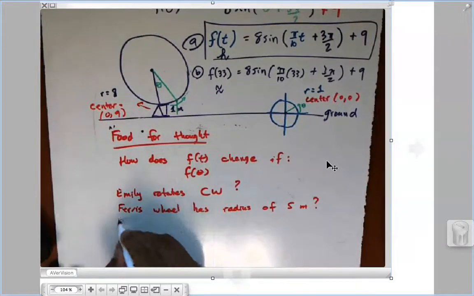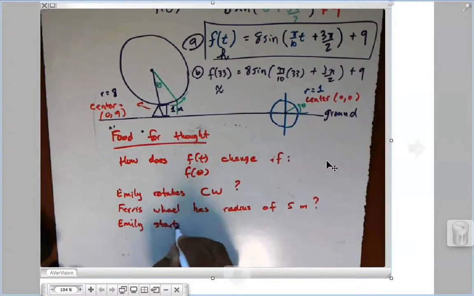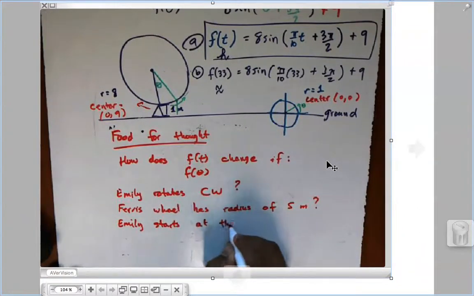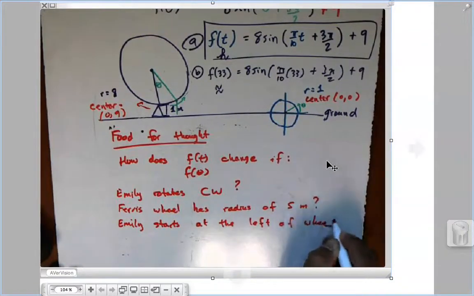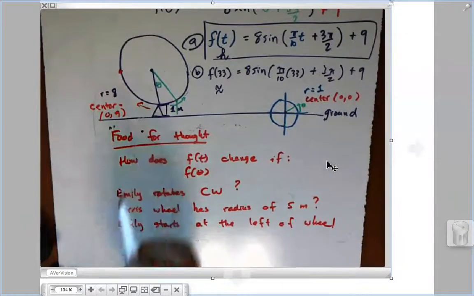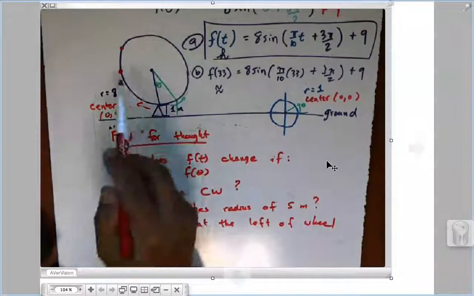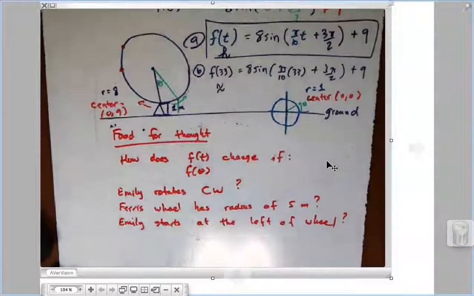And finally, what if Emily starts at the left of the wheel? So instead of starting at the bottom, what if she starts over here? Or better yet, a tougher question, what if she starts up here, where she isn't on one of the axes? That's something for you to think about. You should definitely ask your teacher about it if you can't quite figure out the solutions.